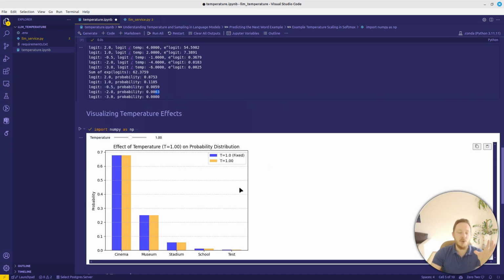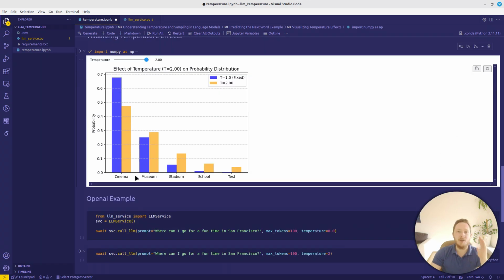Here I have a plot to visualize the effect. The blue bar is the fixed value of 1, and again, if we decrease it to, let's say, 0.5, we can see again that our cinema value increased and our other values, which are 1 or smaller than 1, decrease. And the inverse happens if we increase the temperature. Now you can see again that our cinema value decreased a lot, while all the other tokens increased.